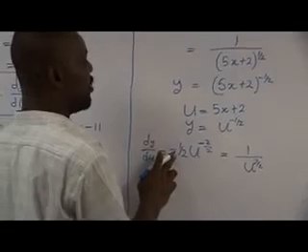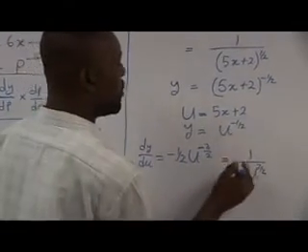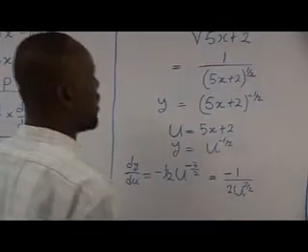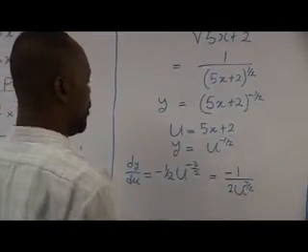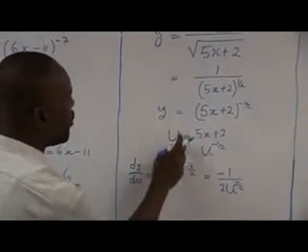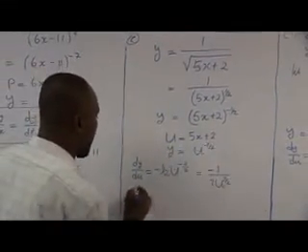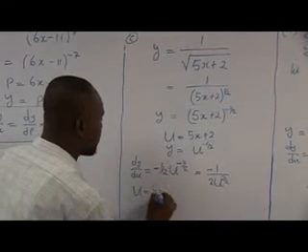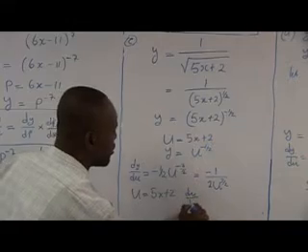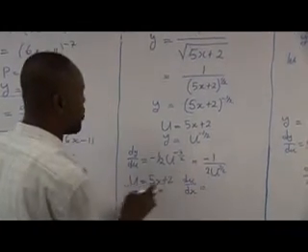Oh, here I have minus half. The minus will be there. 1 over 2, I can keep the 2 downstairs. So that's it for the dy du. How about my du dx? Our u is 5x plus 2. Remember? U is 5x plus 2. Of course, the du dx should not be difficult to obtain. The du dx is what? Is 5.